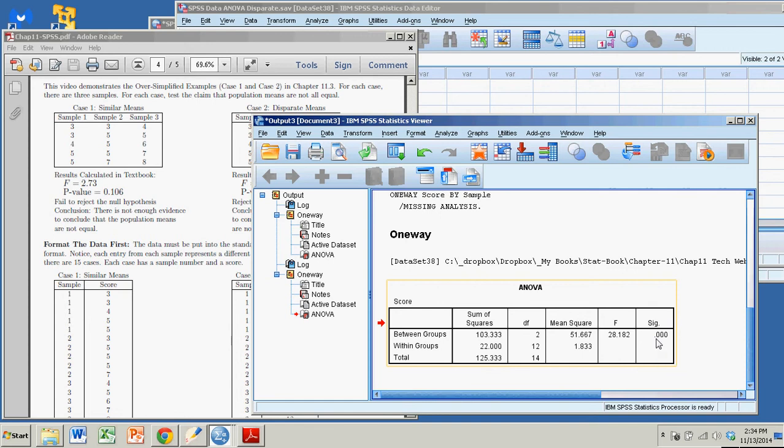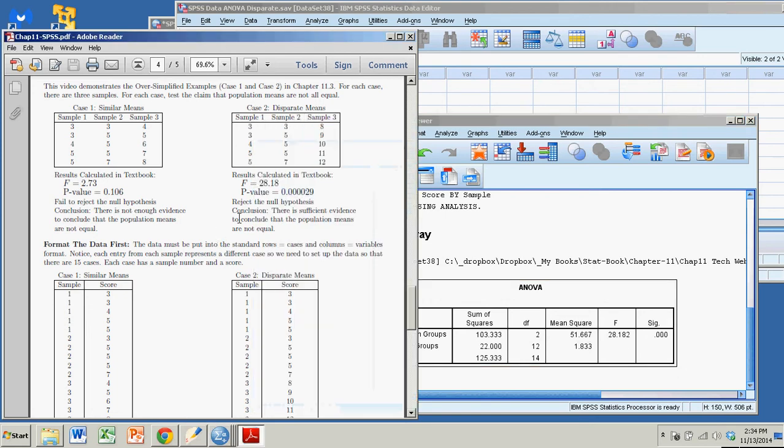So in that case, we're going to reject the null hypothesis, and the null hypothesis is that the populations from which these samples came all have the same mean. So we basically have sufficient evidence to conclude that those population means are not equal. All right, so ANOVA with SPSS, it's a couple button clicks once you get your data into the proper format.